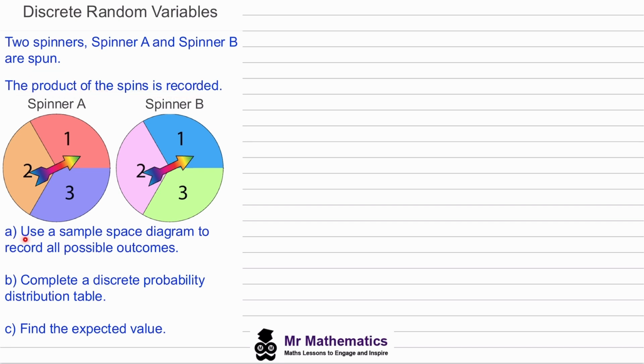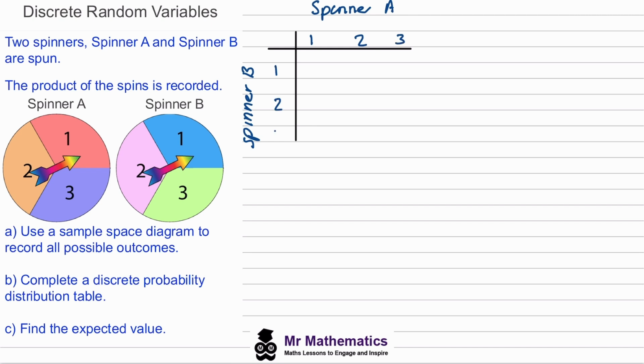For part A, we've been asked to use a sample space diagram to record all the possible outcomes. So if we create a two-way table showing all the possible outcomes for spinner A, which are 1, 2, and 3, against all the possible outcomes for spinner B, which are the same, then we can multiply these together to find their product. So if we get a 1 on spinner A and a 1 on B, the product will be 1, and then 2 and 3, and the same going down. If we get a 2 on A, a 2 on B, we're going to get a 4, 3 and a 2 will give us 6, and then a 3 and a 3 will give us a 9.